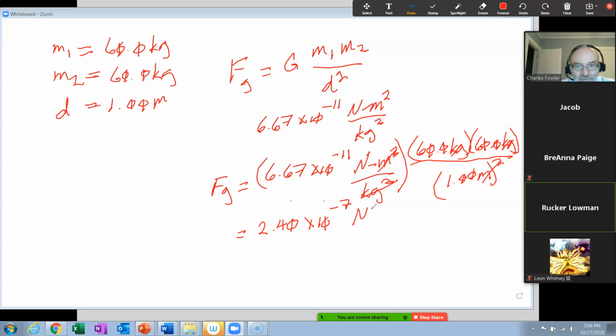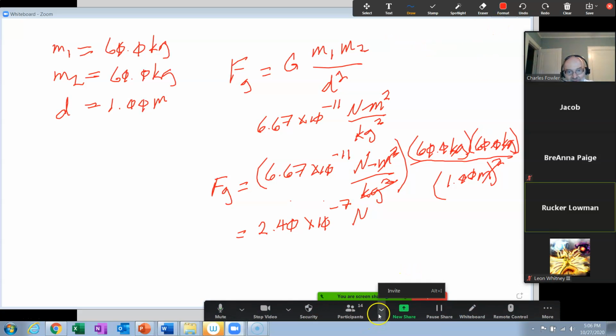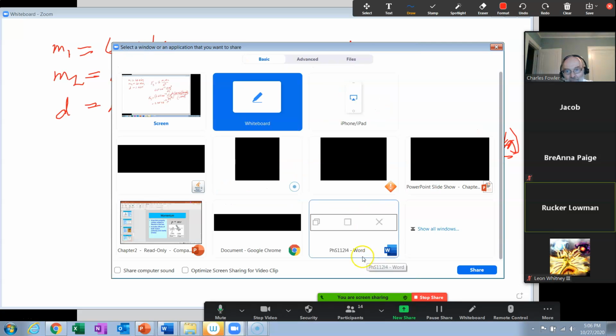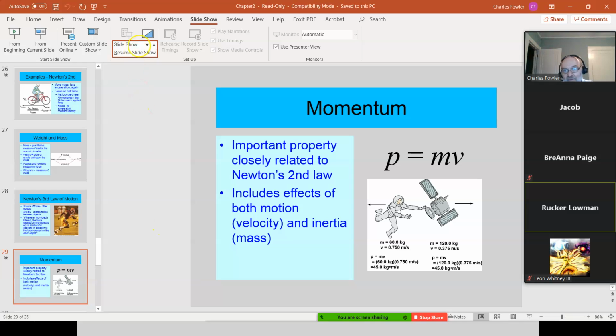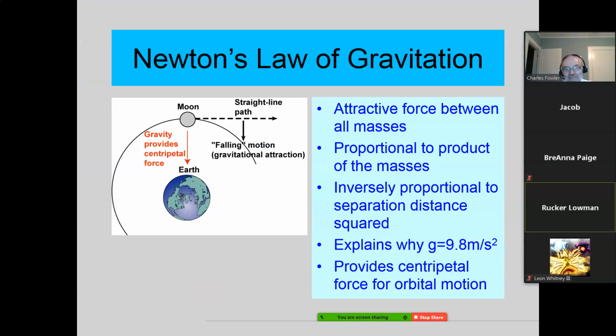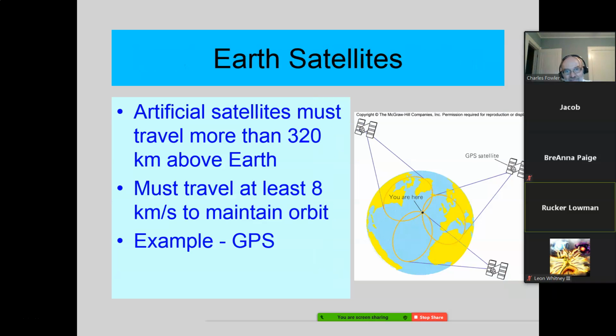Now, the next thing we're going to do here, I think, let's just see where we're going from here. Let's go back to our PowerPoint, and resume the slideshow. Why in the world it won't show the, okay, there we go. It says this explains why g is 9.8 meters per second squared. Not quite ready, but awfully close.